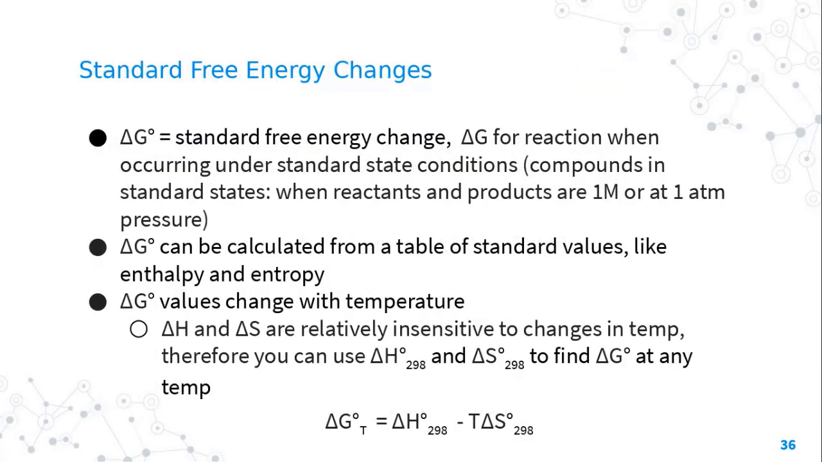Okay, and then standard free energy changes. This delta G, the little 0 up here, that's called naught, so delta G naught, that's called the standard free energy change. The delta G reaction is when it occurs under standard state conditions. So it's like you'd have your delta G, but then it's like how we talked about with the standard entropy. You put the little naught up there. These are standard conditions. And so those conditions are standard states when your reactants and products are at 1 molar or 1 atm of pressure.